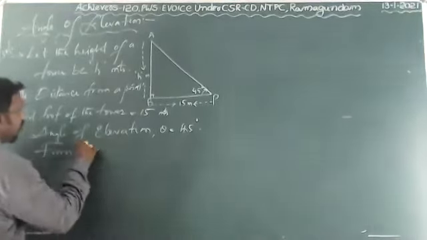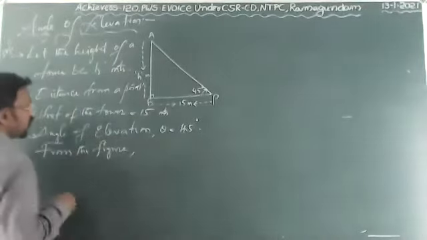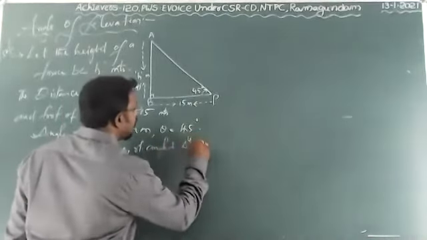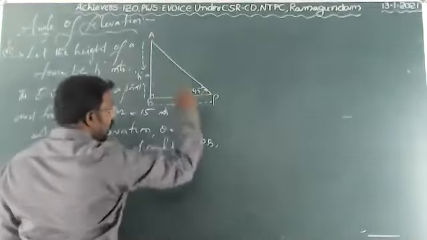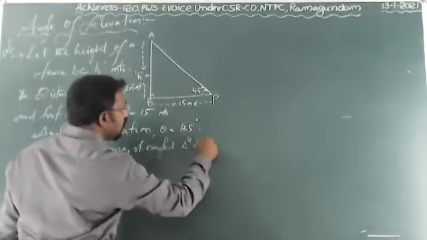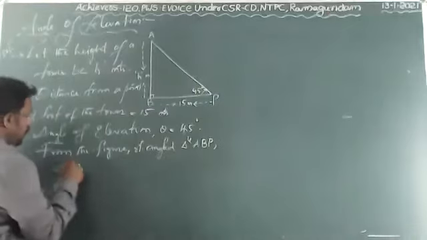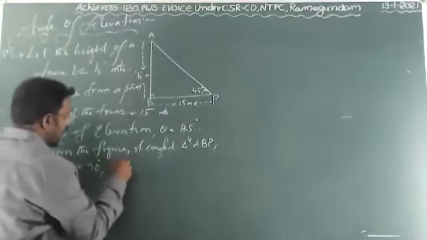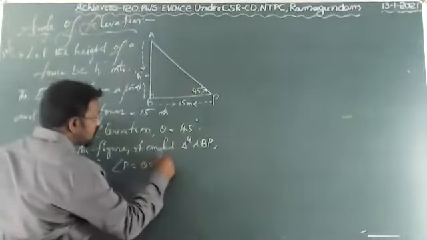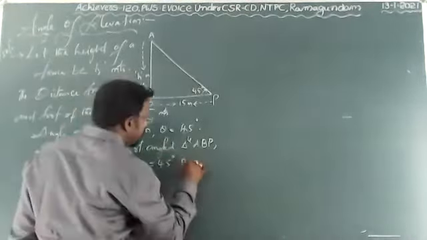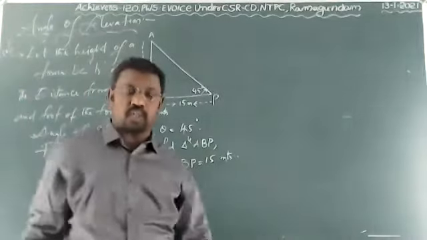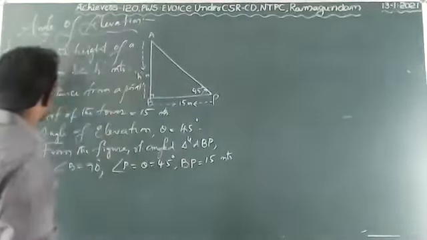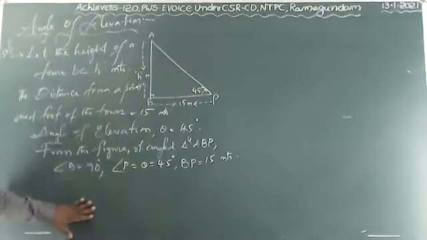Before that, from the figure, what do we have? From the right angled triangle ABP, angle B is equal to 90 degrees. Angle P is equal to theta, which is 45 degrees. And PB is equal to 15 meters. And AB we have to find, that is H. So these are the statements. If you maintain them, you will get full marks, children.